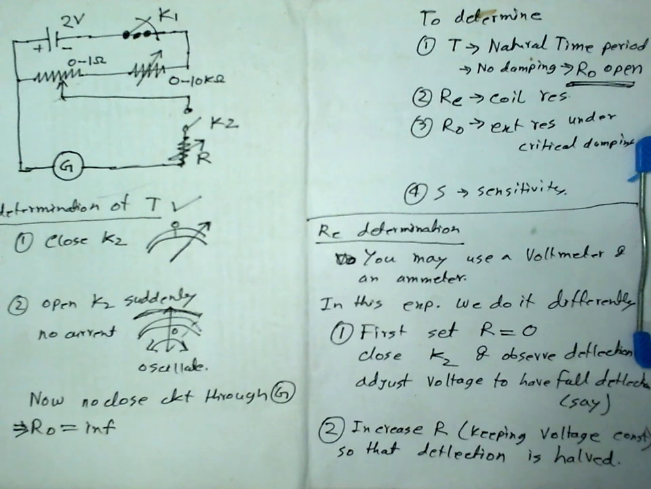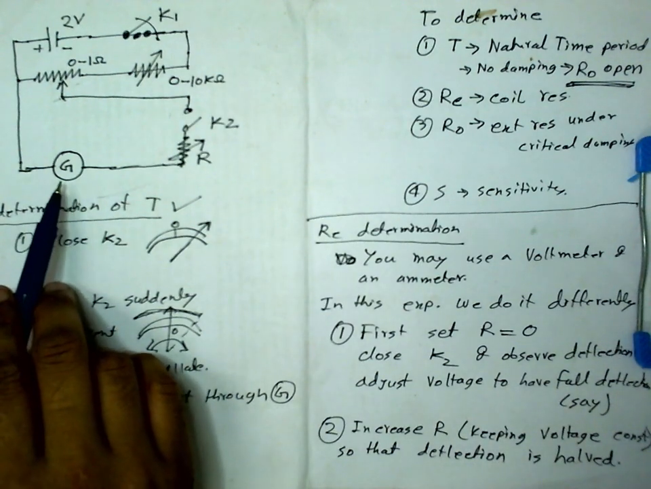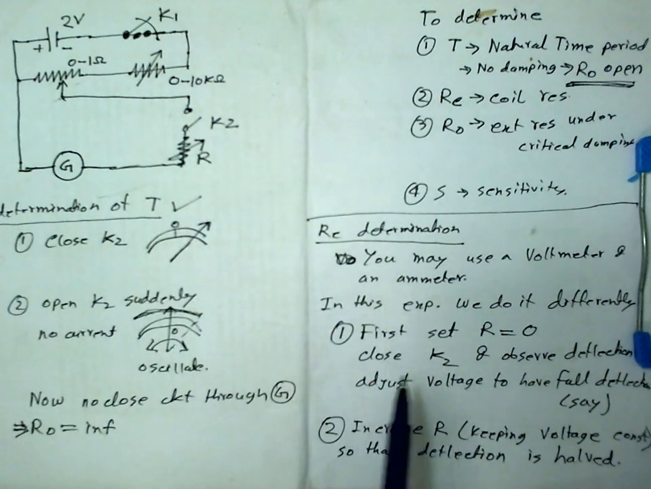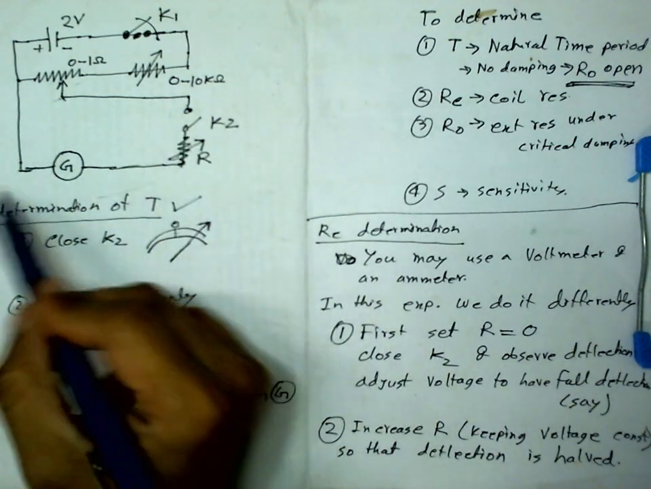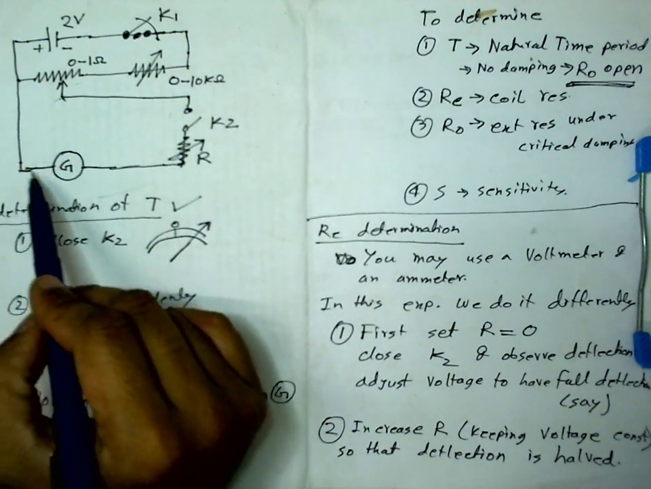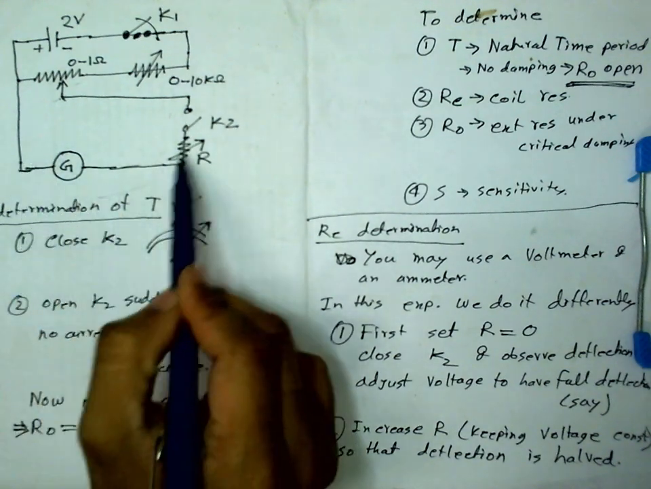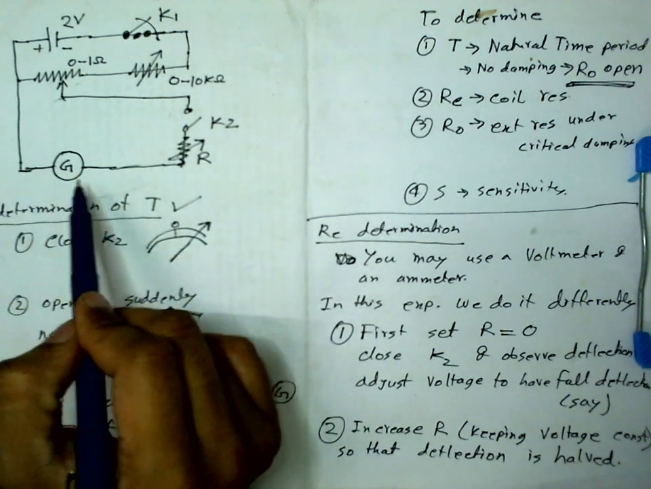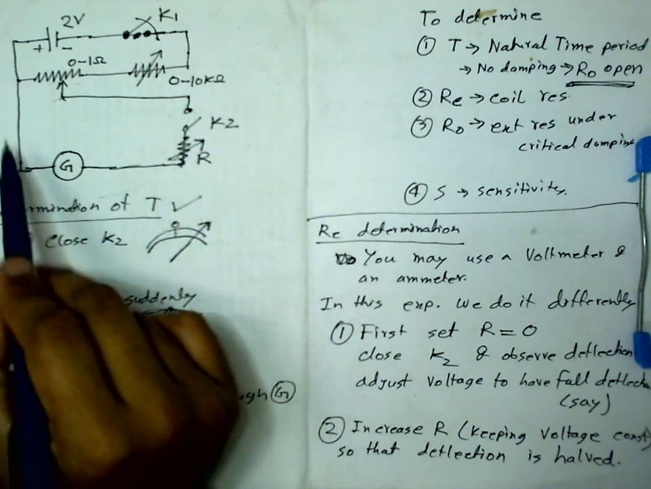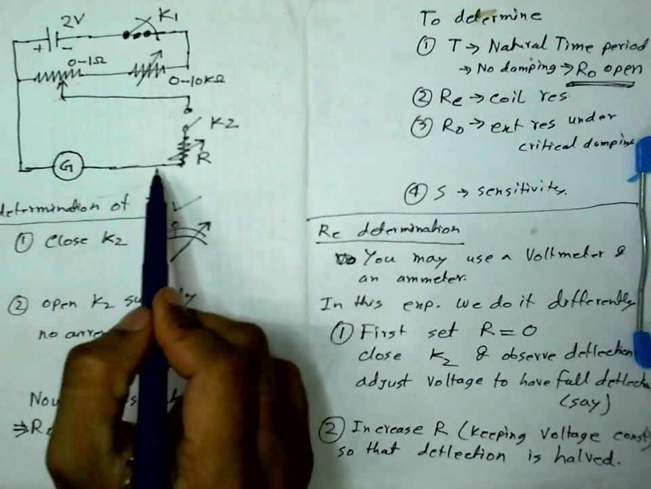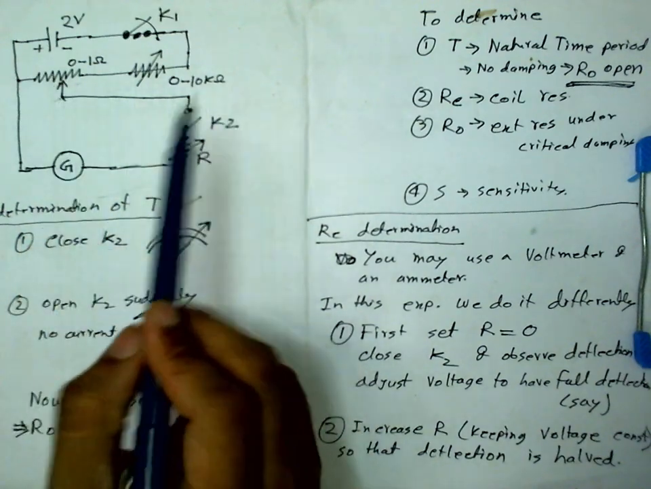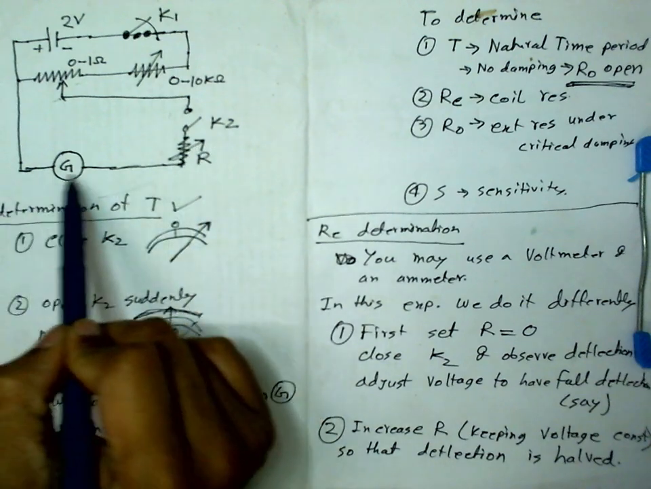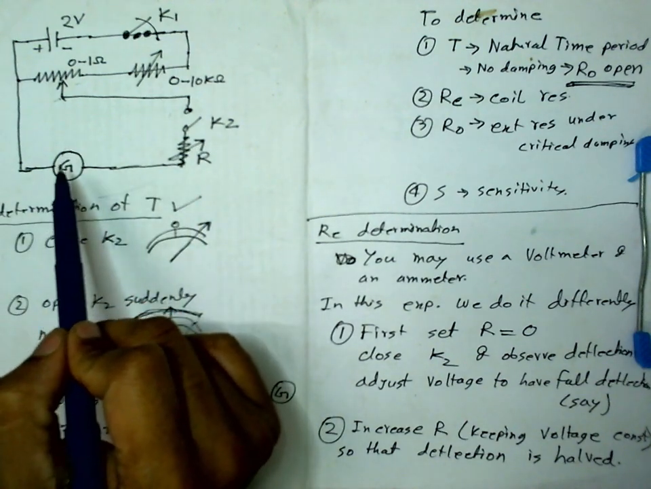Now half deflection means what? Definitely half the amount of current is flowing compared to step 1. Half the current means the resistance in this path, consisting of the galvanometer and the variable resistance R, is doubled. Only if this resistance is doubled can the current go half, since the applied voltage is kept constant. That's why the current has become halved, and that's why the deflection has become halved.